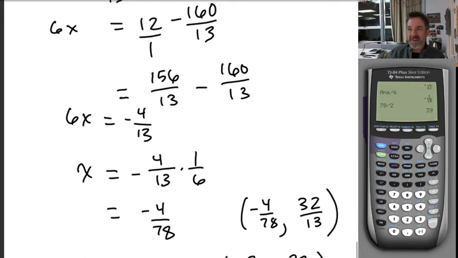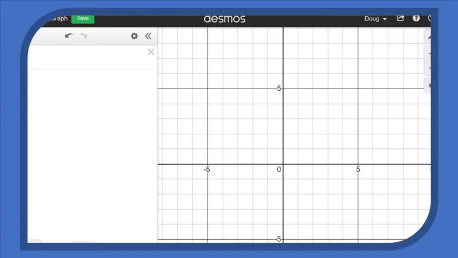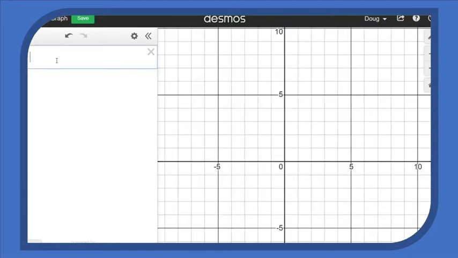Do I have evidence that that's the solution? Let's consider that for a minute. Let's think about our options. So certainly one of the things I could do is I could graph both of my functions. So I launched one of my 2 favorite apps for doing such things. This time I used Desmos.